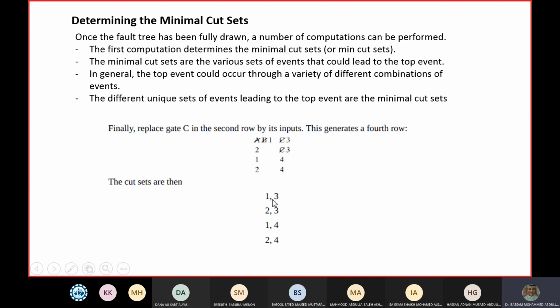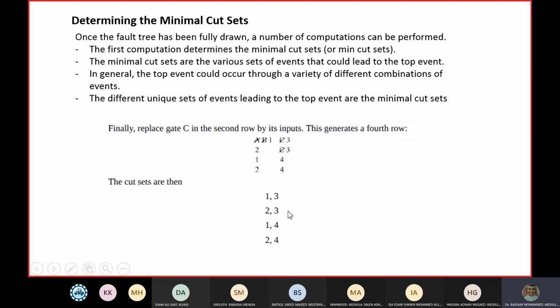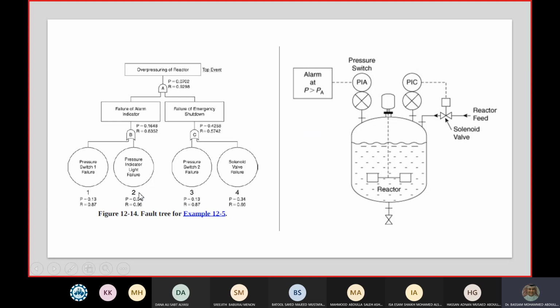Now, to do this, you need to calculate it, of course. If I want to calculate 1 and 3, if 1 and 3 happen, it means I need to multiply the probabilities, which is 0.13 multiplied by 0.13, which is equal to 0.0169. So that is the first one. And then I need to calculate the other cut set. The other cut set is 2 and 3. So if this happens and this happens, we are going to have an overpressure of the reactor.